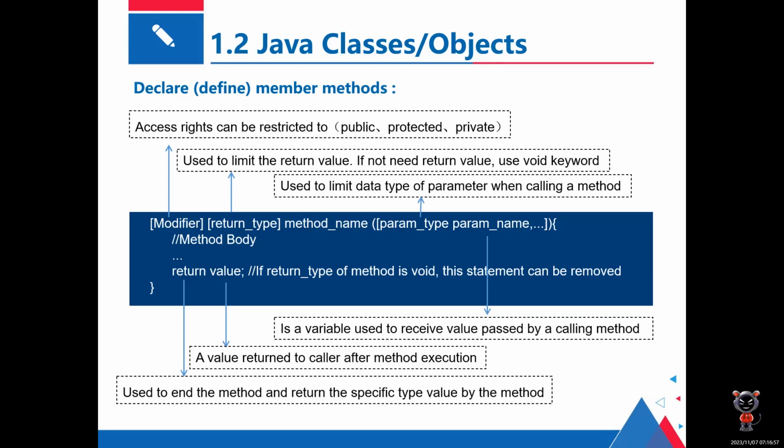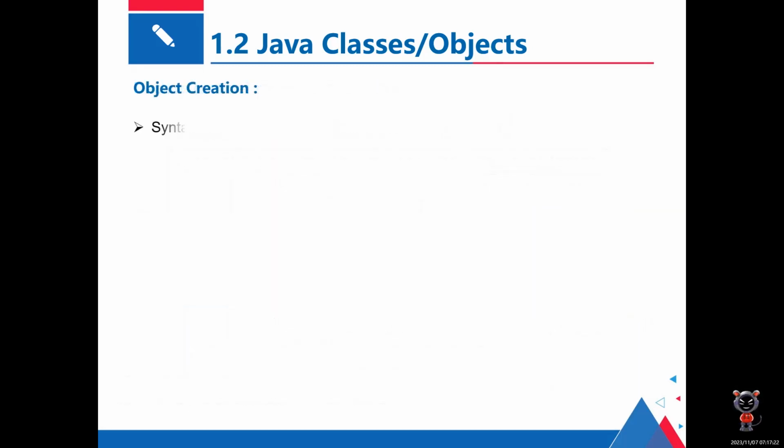In the body of the member method, we can define our functionality, and then if the return type of a method is integer, we have to return an int value at the end of the body of the member method.